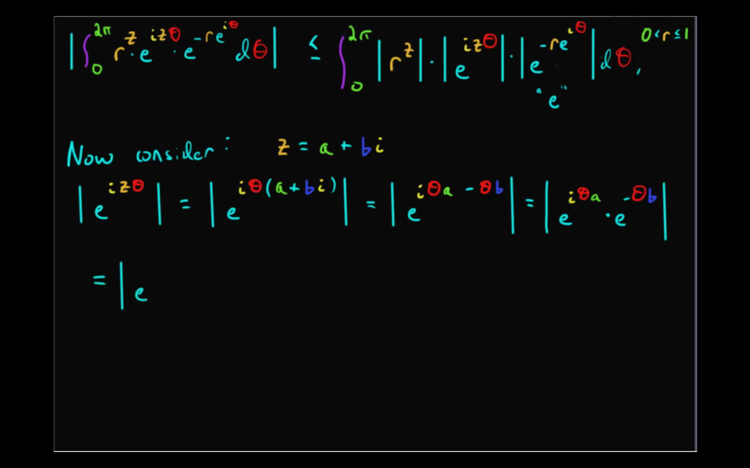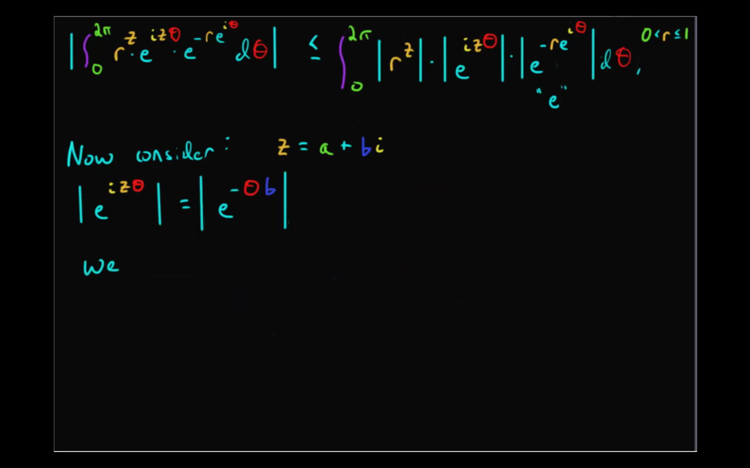Now, I can split that into the modulus of e to the I theta a times the modulus of e to the negative theta times b. And now the modulus of e to the I times theta a, well, theta times a is just going to be a real number, which I can relabel as x. This is, again, just a disguised form of e to the ix, and we know the modulus of e to the ix always equals 1. And so we see that the expression modulus of e to the I times z times theta really just reduces down to the expression modulus of e to the negative theta times b.